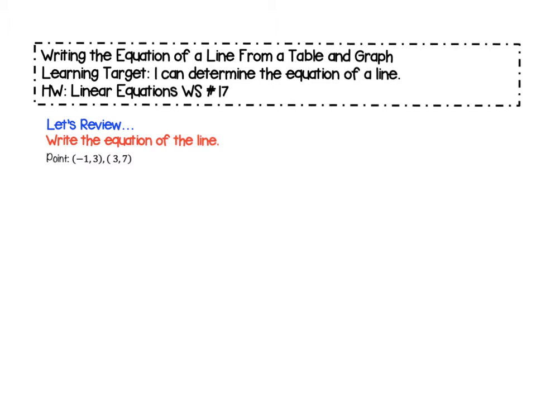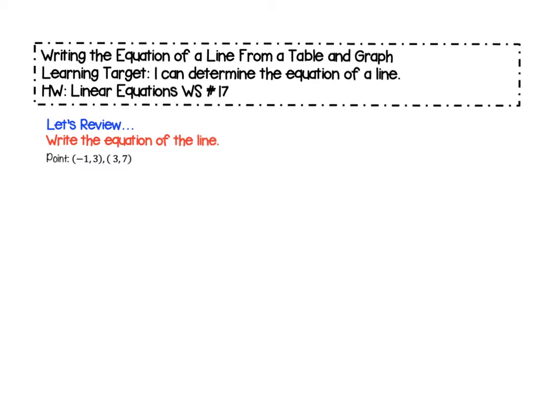So we want to write the equation of the line that goes between the points -1, 3, and 3, 7. So I'm going to give you a minute to try this one on your own. So try to find the equation of the line that goes through these 2 points of -1, 3, and 3, 7.